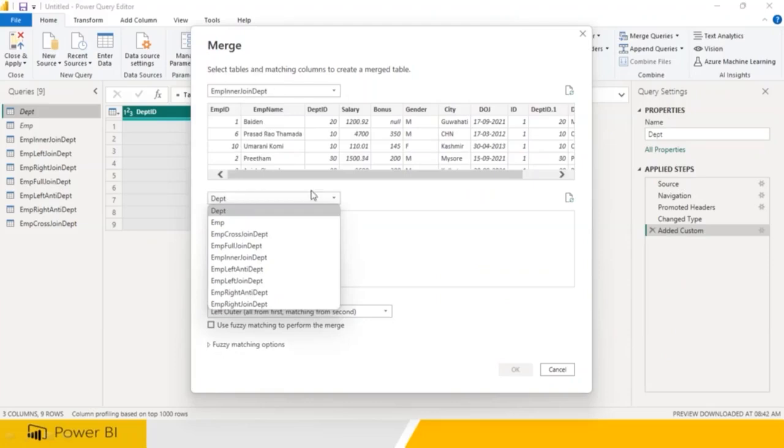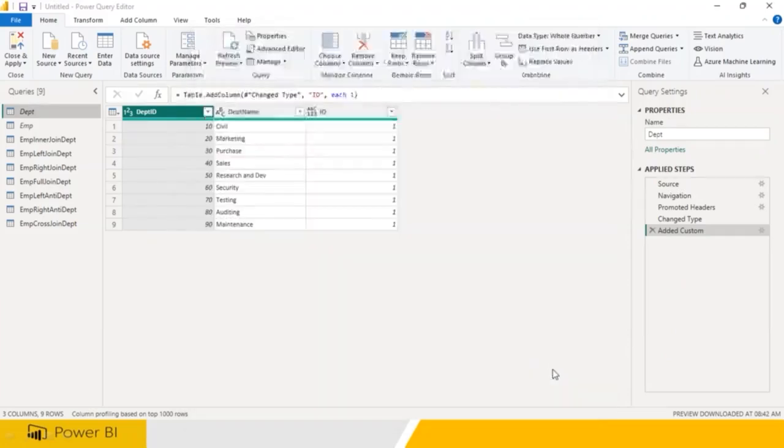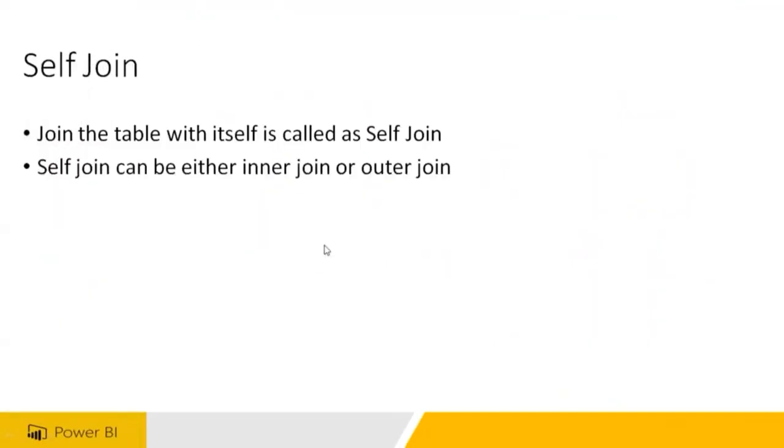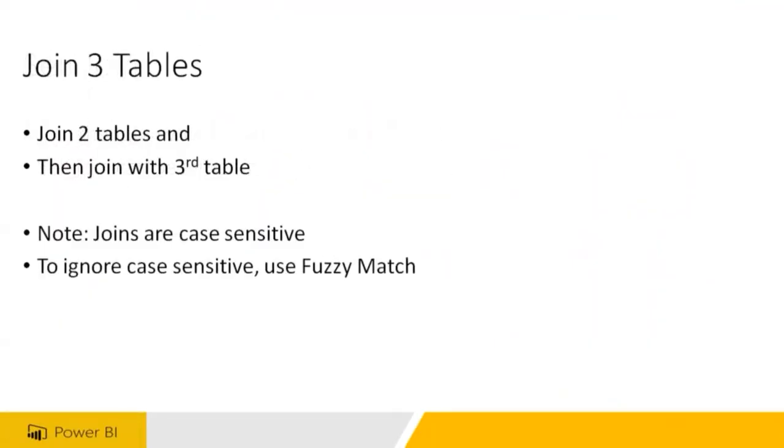So this data plus one more table we can take and we can join. This is the interview question: if you have more than two tables, how do you join them? Join two tables first, then join the third table with the output of the first two tables. Clear? That is the interview question.